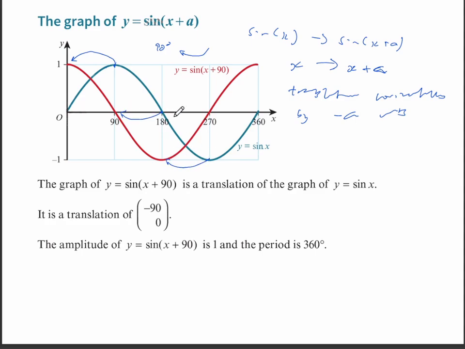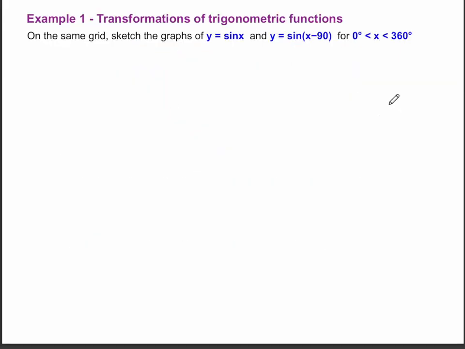Okay? And that gives you the new transformed curve. Next, on the same grid, sketch the graphs of y equals sine x and y equals sine (x minus 90) for 0 up to 360. So we should know what sine x looks like.